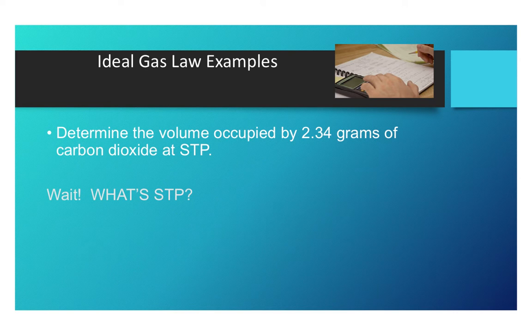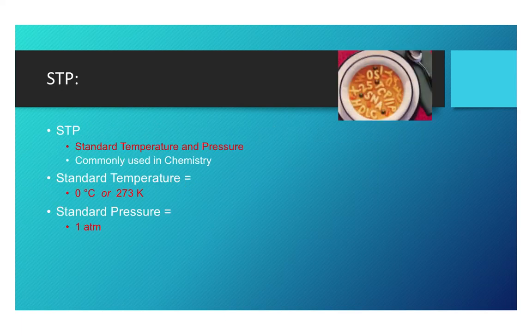Let's do one more that's a little bit more complex. It says, determine the volume occupied by 2.34 grams of carbon dioxide at STP. Hold on, what's that? We've not seen that before. What is STP? Well, STP is a set of conditions. Standard temperature and pressure is what STP stands for. Standard temperature is 0 degrees Celsius or 273 Kelvin, and that's the number we'll use because we're dealing with gases. And standard pressure is 1 atmosphere. So if something tells us that it's at STP, we can know that it is 273 K and 1 atmosphere.